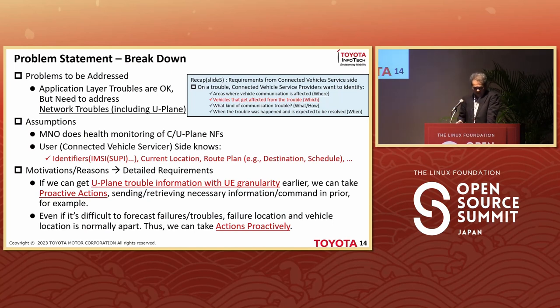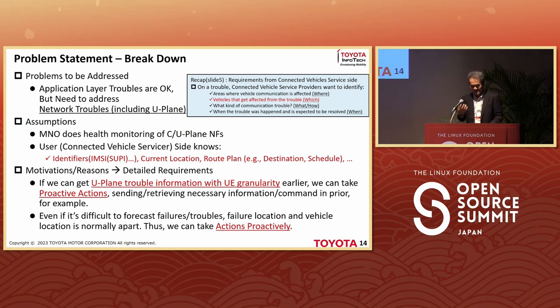For example, even if it's difficult to forecast failure or troubles themselves, normally failure locations and vehicle locations are apart. So that's why we can predict a vehicle could be driving into the very place where the network trouble is happening. In this way, we can take actions proactively. So that's why we want to know the UE granularity information that are affected by some network-side U-plane trouble.